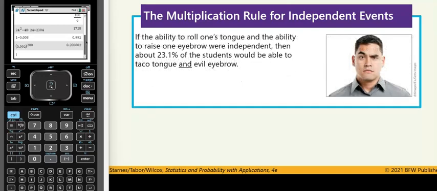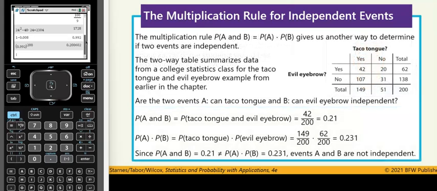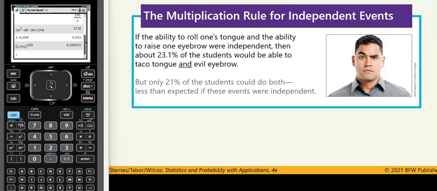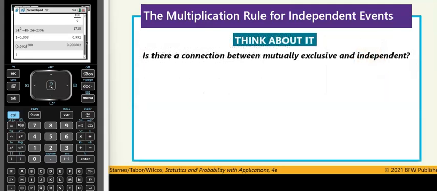If the ability to roll one's tongue and the ability to raise one's eyebrows were independent, then about 23.1% of students would be able to do taco tongue and evil eyebrow. Remember, that was the thing. If they're independent, it's 23.1%. But it's not independent, because that's not the percentage. We got 21% that can do both. Only 21% can do both. It's not what we expected if they were independent events.